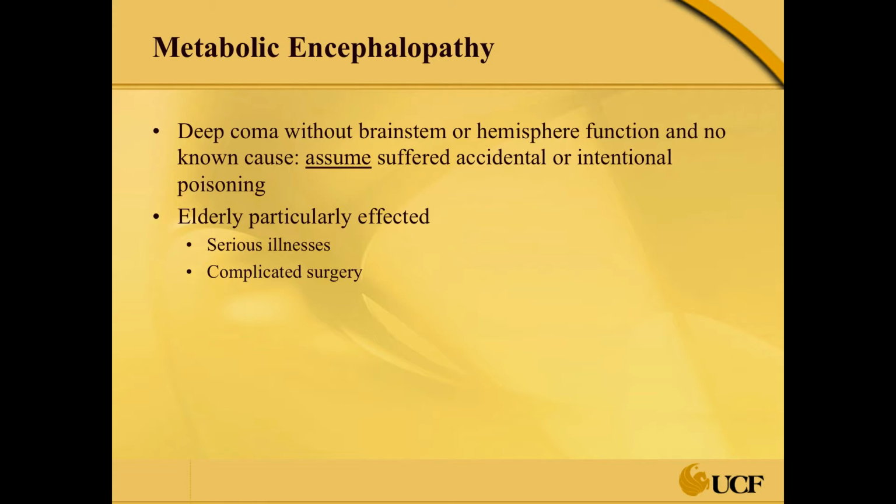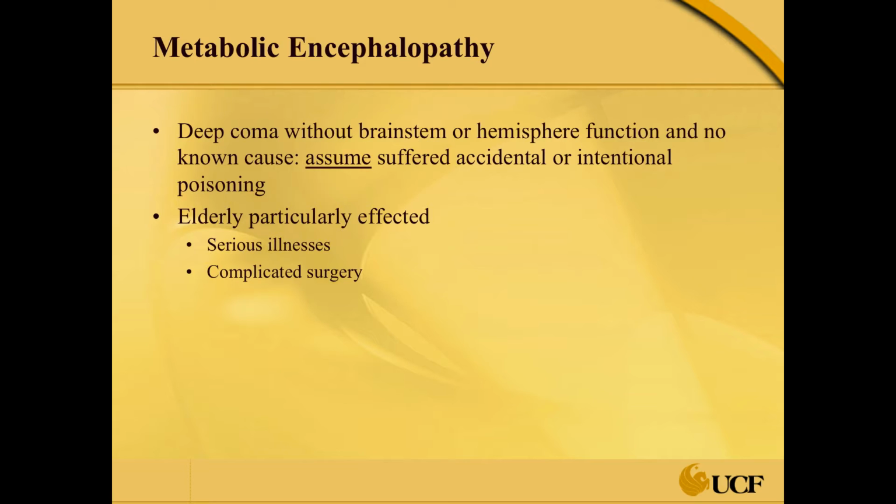Metabolic encephalopathy: a deep coma without brainstem or hemispheric dysfunction of no known cause. We can assume that they suffered either an accidental or even an intentional poisoning. Diagnostically, in those cases, you can sometimes pick up those things by getting a heavy metal assay in your labs. That'll pick up things like arsenic. I'm trying to think of other things that might be heavy metal poisons. Cyanide, no, I guess not cyanide, I don't know. Arsenic is the one that comes to mind.